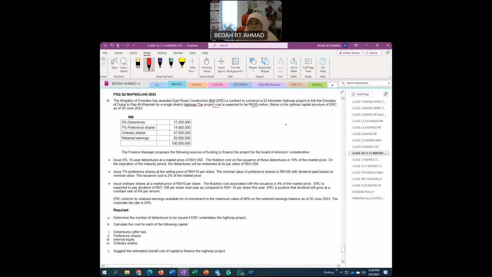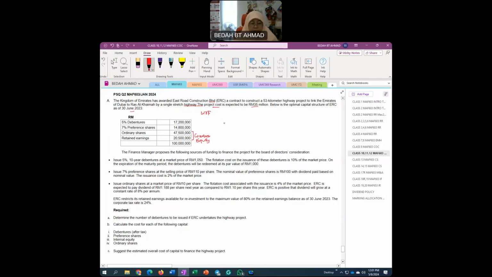And below is the optimal capital structure of ERC as of 30th June 2023. So we are given here debentures, preference shares, and ordinary shares. So as usual, start with computing the weight of financing. Ordinary shares and retained earnings we group as the common equity. Okay, common equity.